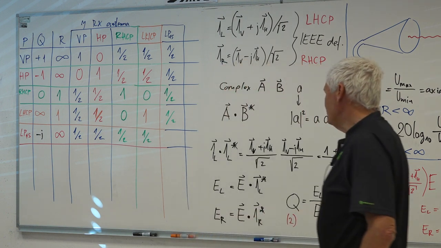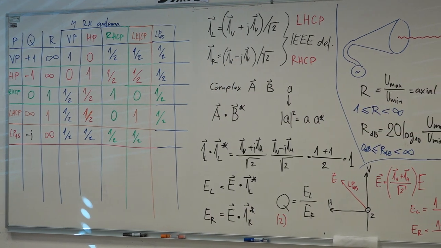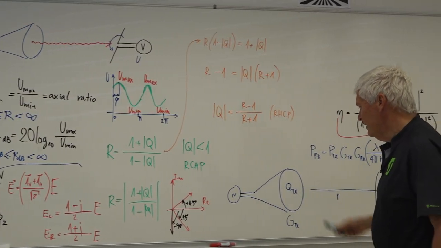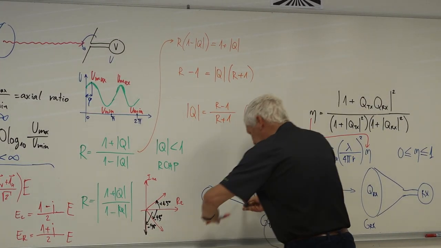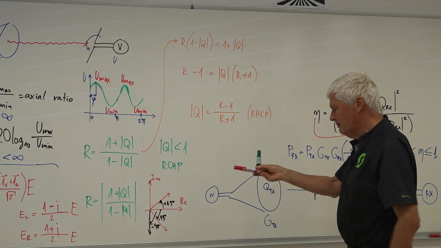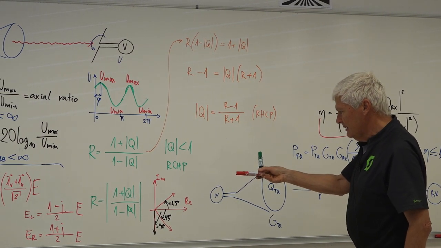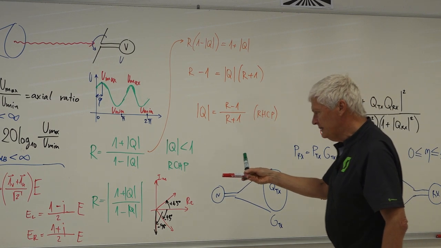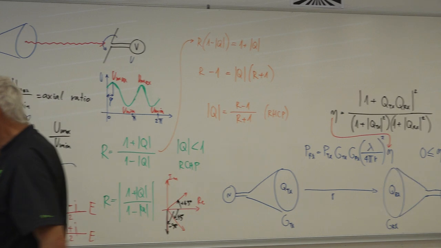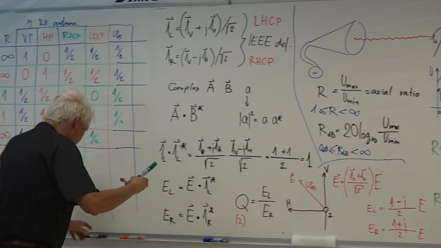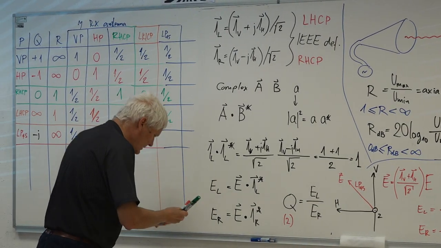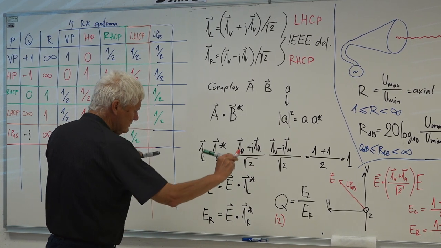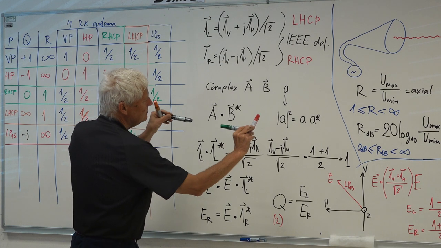Now how about 45 transmitting antenna to 45 receiving antenna? 45 transmitting antenna, if the vector z is now my red pencil here and the electric field is now the green, this is the transmitter. Where is the receiver? The receiver should have its axis pointed towards the transmitter, the main lobe.